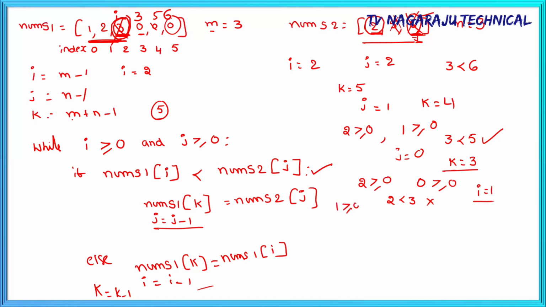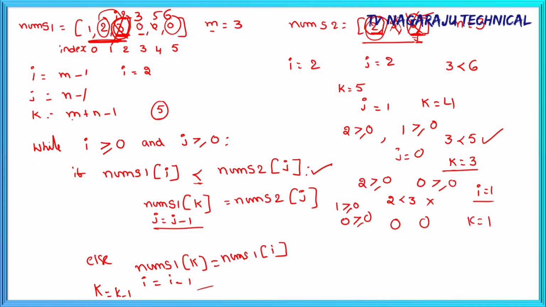1 greater than or equal to 0, 0 greater than or equal to 0. Here the value is 2. Here also the value is 2. That means you can copy, this condition fails. Automatically we are copying this one. Now this 2 is also placed. i value 0, j value 0, k is equal to 1.